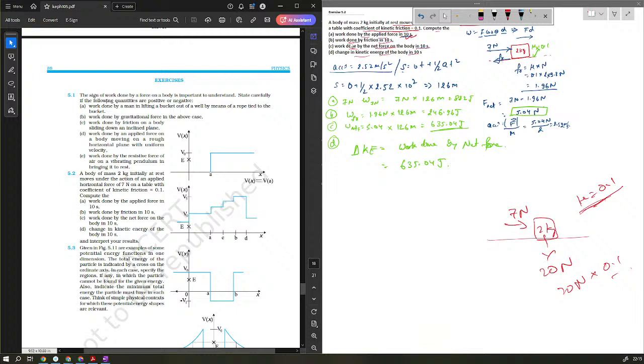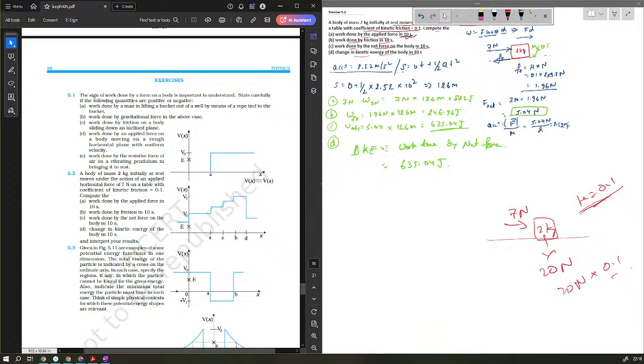Now in the second case, we have the work done by the friction in 10 seconds. We know the displacement is 126 meter from the displacement equation above. Now the friction force should be acting in the opposite direction. So we just need to multiply the maximum friction force with the displacement, and that would be equal to 246.96 joule. Then the net work done by the net force on the body.